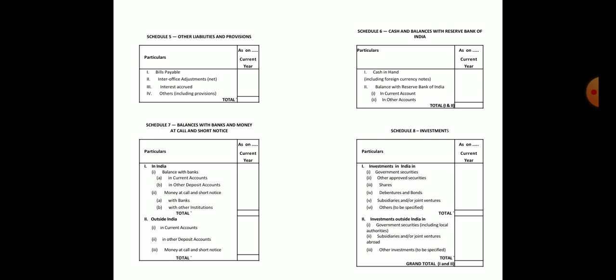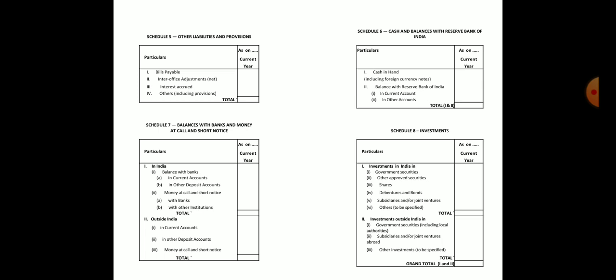So here we will add the 2 points: in India and 3 points outside India. Banks: balance with banks in current account and in other deposits, money at call and short notice with banks and with other institutes. Outside India: in current accounts, in other deposit accounts, money at call and short notice. If we add in India and outside India, then we will get schedule number 7 as balance with banks and money at call and short notice.